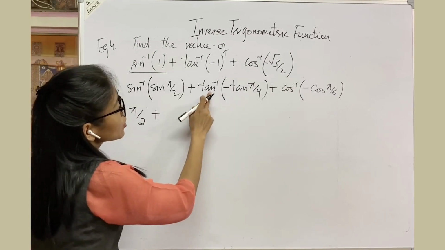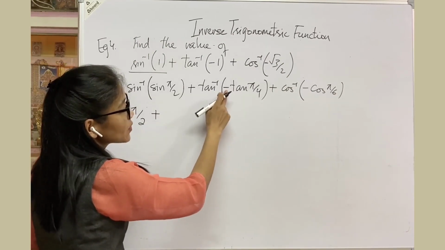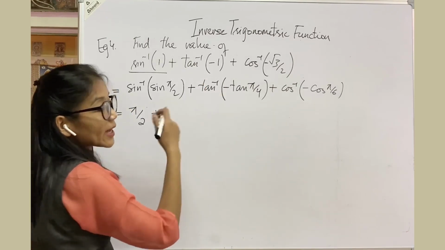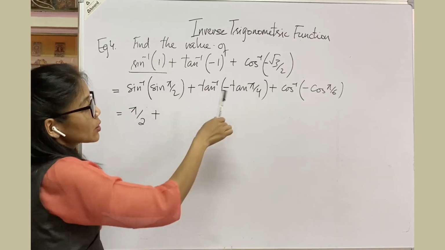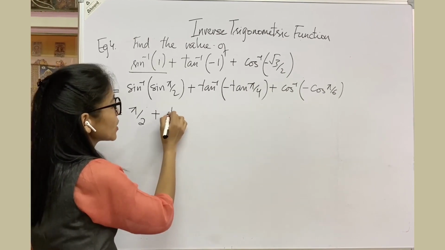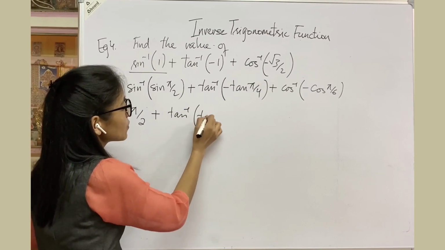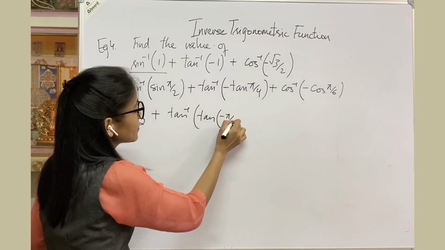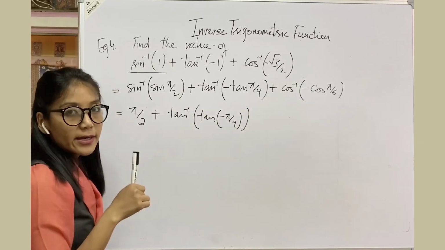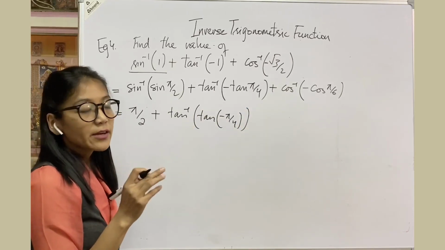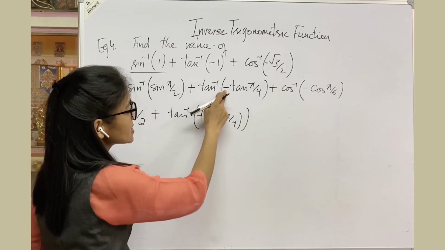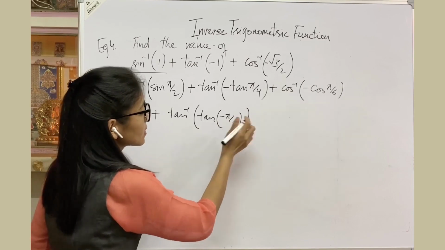Plus, here you cannot cancel tan inverse and tan because we have a negative. So first you have to solve this negative. We know that when you have negative tan, then directly you can take the negative out here. So I can write tan inverse of tan of negative pi by 4. When it is tan, you can take the negative with the angle. Similarly for sine and cosec, when you have a negative, you can take it with the angle. So I'm doing it here. This negative, I'm taking it with the angle.